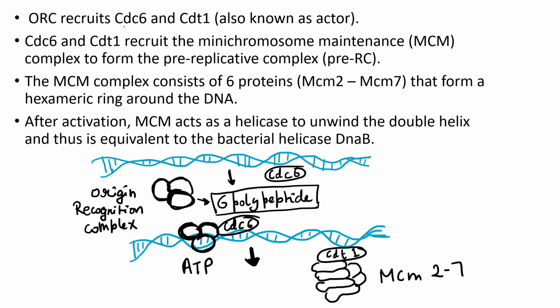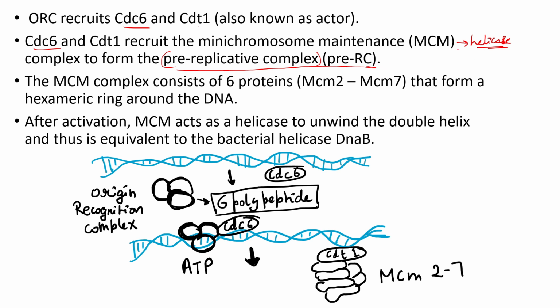ORC recruits CDC6 and CDT1. CDC6 and CDT1 recruit the minichromosome maintenance complex, MCM, which is the helicase for eukaryotic cells, to form the pre-replicative complex. So CDT1 and CDC6 recruit MCM so that it can form the pre-replicative complex, also known as pre-RC.